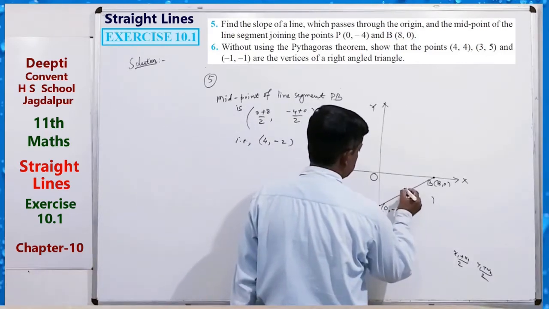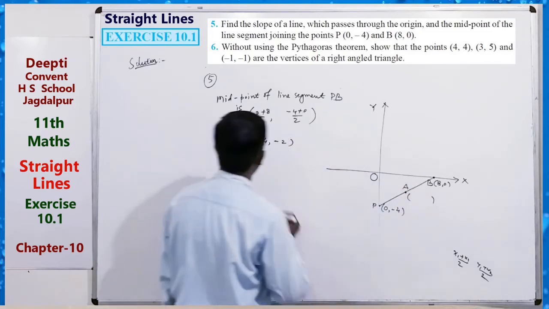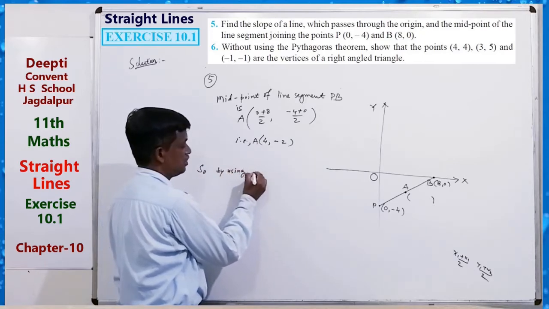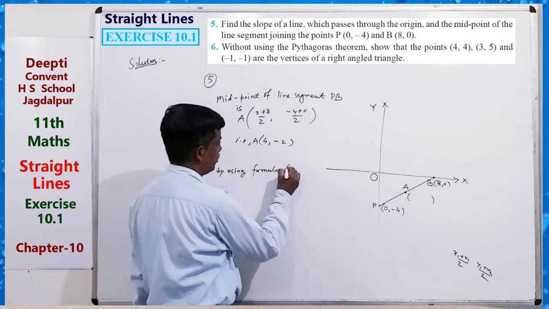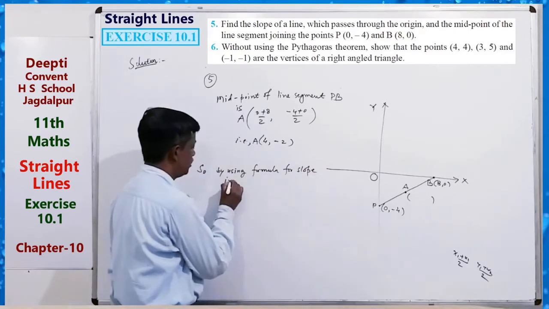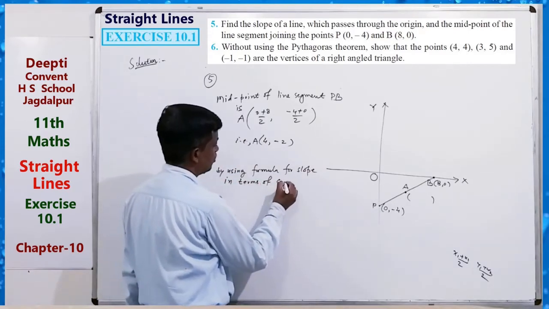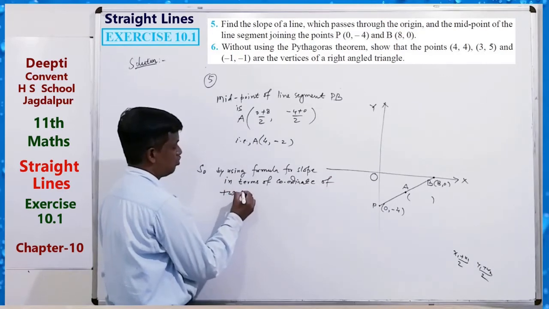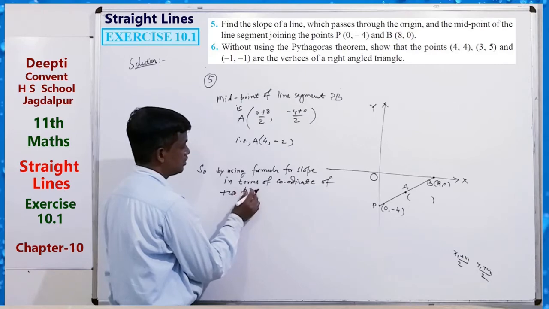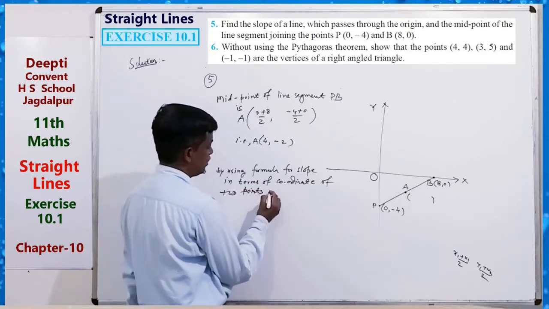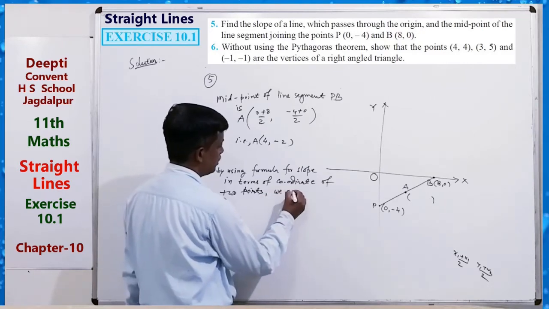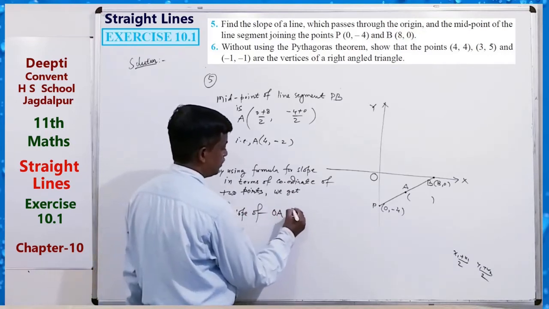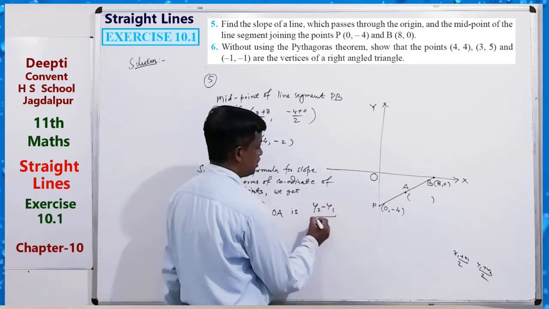Suppose the midpoint is A. By using the formula for slope in terms of the coordinates of two points, we get the slope of OA is y2 minus y1 upon x2 minus x1.